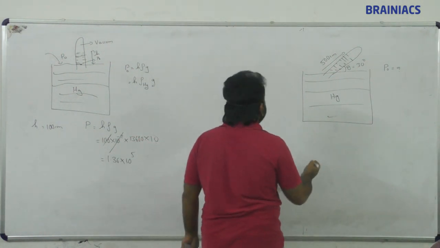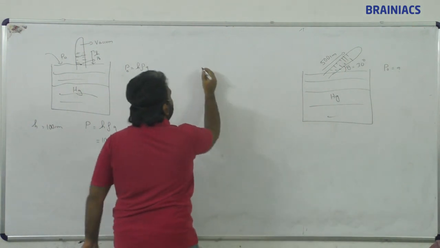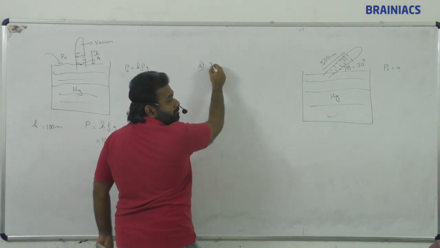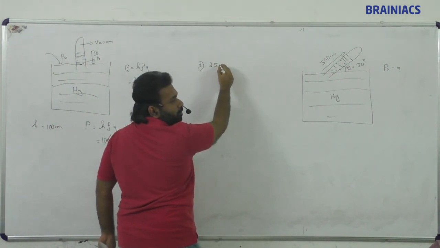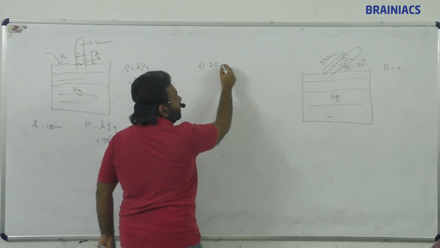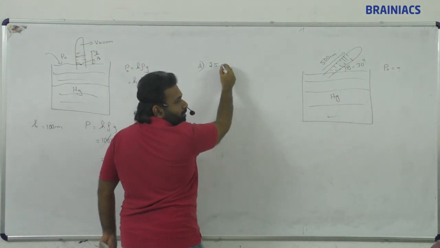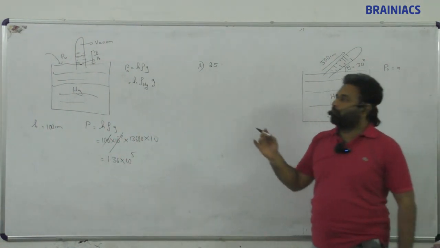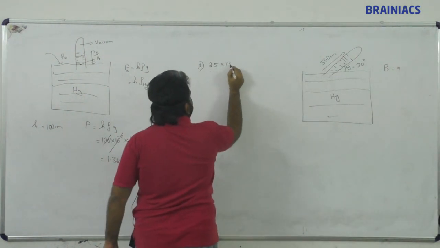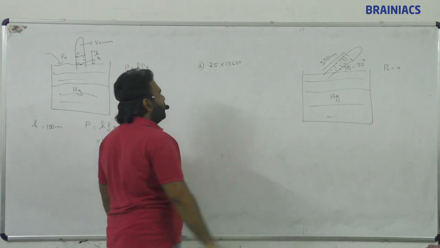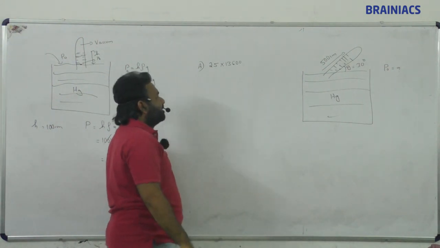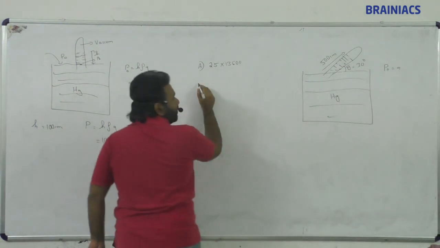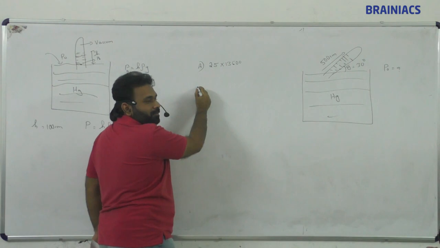Okay, what answer are you getting? Aslam. 25 centimeter of mercury. Pressure? 25 into density of mercury. This is how. Okay. Any other answer? Any other answer?